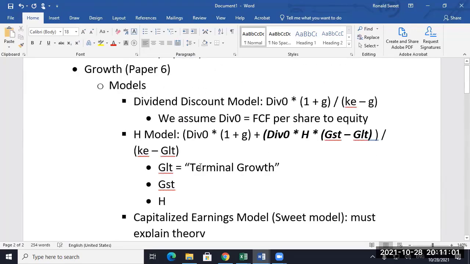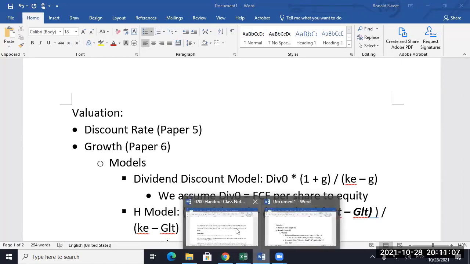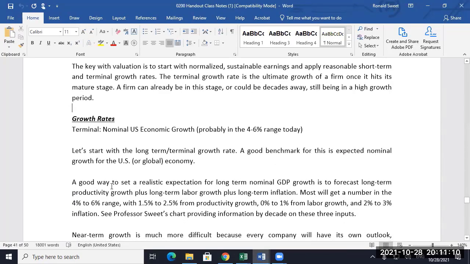Right, so there are the models we're going to use. So the question is going to be this growth rate, all right? How are you going to come up with your growth rate? We already know you're going to use dividends, or you're going to use free cash flow per share. You already have your discount rate. So really all we're missing here is the growth rate or growth rates. You might have multiple growth rates. So we have the terminal growth rate.